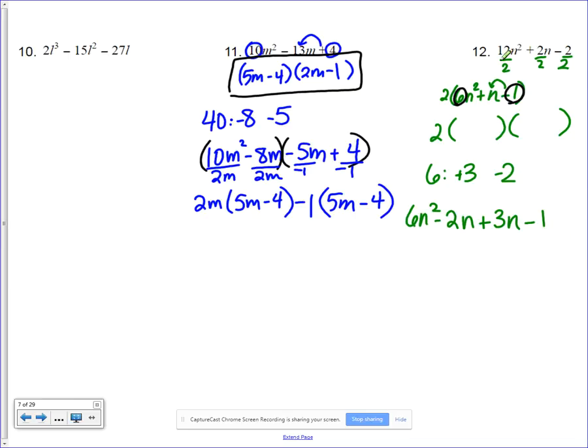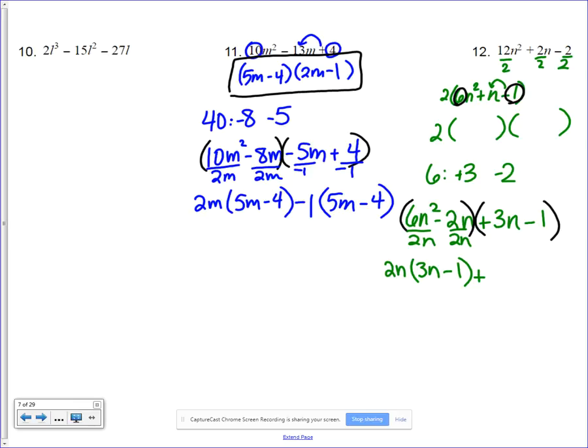Questions, folks? Group them up. What can you take out of the first group? A 2 and an n. What's left? Good. Now the next set of parentheses starts with a plus, so I'm going to put plus here. What can I take out of that group?